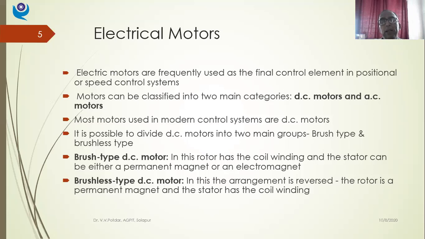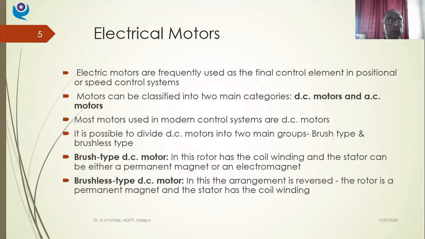So in brush type DC motor, the stator can be a permanent magnet. I'll be having a pair of magnets having north pole and south pole, a permanent magnet. Though electrical supply is required there, as far as the magnetism is concerned, they'll be giving me the magnetomotive force. Okay, so the permanent magnets I can be using for the stator, or I'll be making use of an electromagnet. What is the meaning of electromagnet? When the electrical supply is given, the poles are generated, then only it becomes an electromagnet. When the power is taken out, the magnetism does not remain there. So those electromagnets depend on external power, whereas permanent magnets don't require any external power. So this is brush type DC motor.